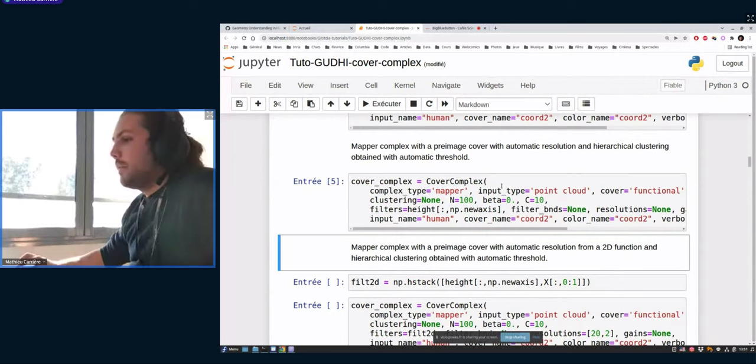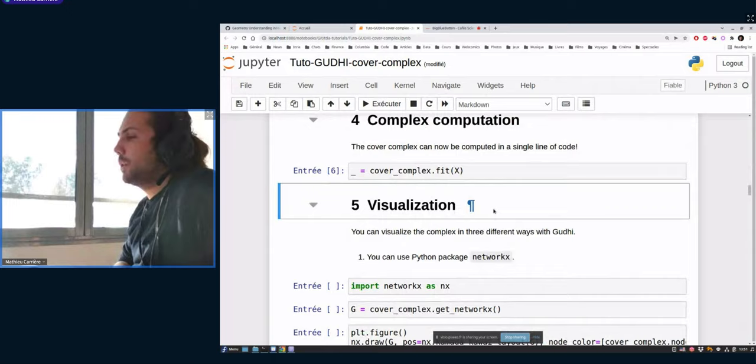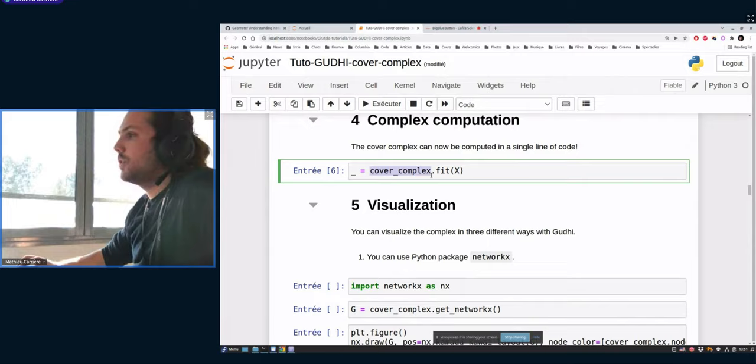I can compute the complex in, if you want, a scikit-learn interface, right? Like in Gudhi, most of the classes that we use to compute stuff are estimators and transformers, similar to what you already have in scikit-learn. And then we provide a few visualizations.